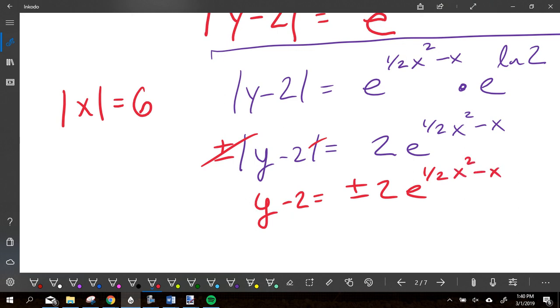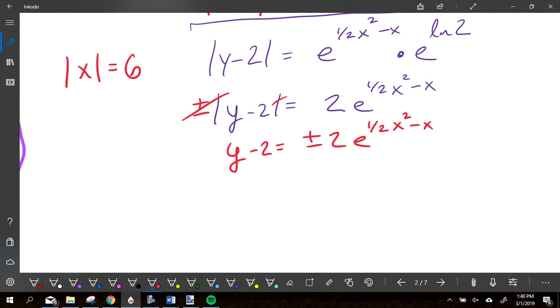Okay? We got one last thing to do. I got to get y by itself. Is y by itself? Nope. What do I need to do? Add 2. Y is equal to plus or minus 2e to the 1/2 x squared minus x plus 2. This is an algebra-heavy problem, but you can handle that. Technically, we are still not done because it can't be both positive and negative at the same time.